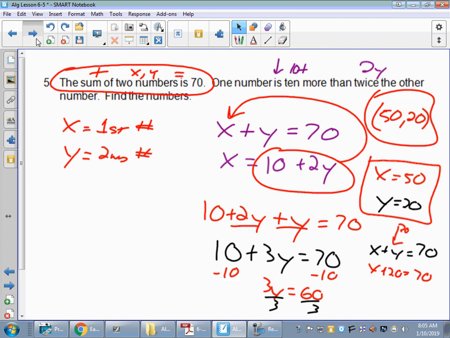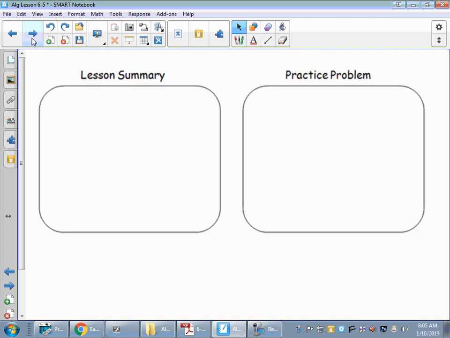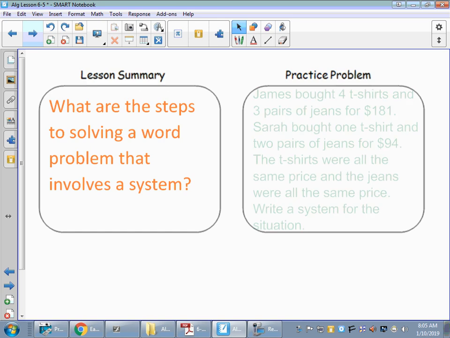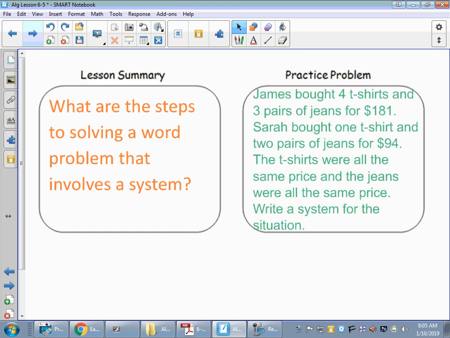Okay, let's skip this one. That takes us to the lesson summary. What are your steps in solving a word problem that involves a system? That should be taken right from your notes. And then we've got this one that I don't ever actually want you to solve. You can if you want, but just write a system for this situation.